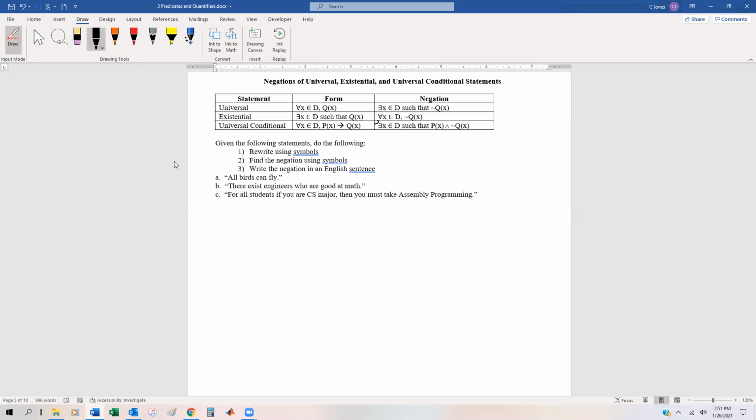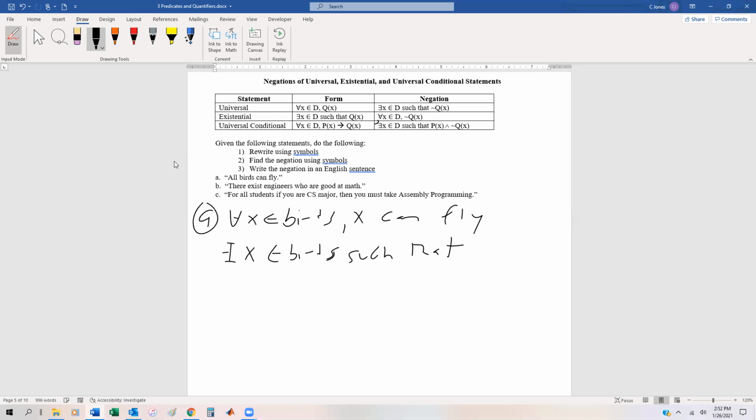All birds can fly. Symbolically, we can say that for all x in the domain of birds, x can fly. That's an easy one. The negation: remember, for the negation we're going to flip the symbols. So we say there exists x in birds. Anytime we have a comma, we replace that with a such that. And then we negate the predicate, which in this case, x cannot fly would be the correct way to write that, or x does not fly, something of that nature.